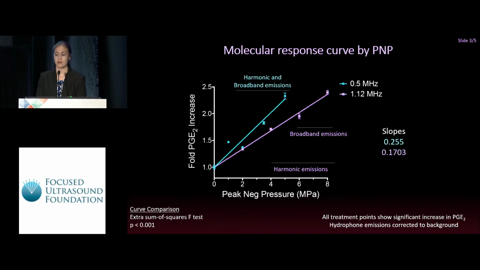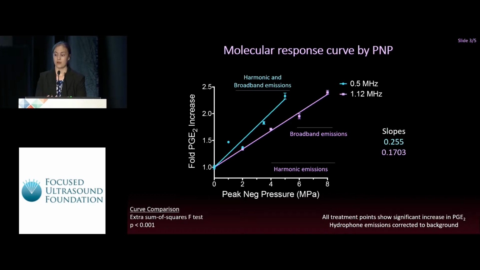So here I'm showing a full PGE2 increase, and it is normalized by control untreated hamstring. We also show where we can see the detection of harmonic and broadband emission for each frequency transducer. The first thing I'd like to point out is that we are able to see a significant PGE2 increase at a peak negative pressure below that which we can detect harmonic emissions.